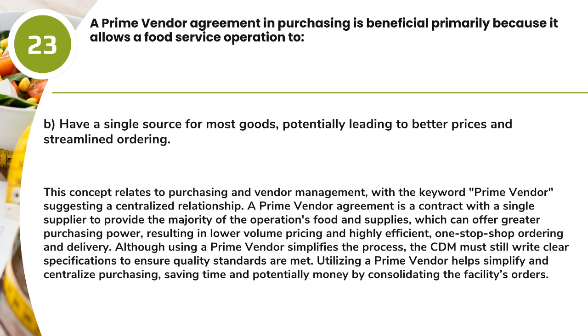Answer B. Have a single source for most goods, potentially leading to better prices and streamlined ordering. This concept relates to purchasing and vendor management, with the keyword prime vendor suggesting a centralized relationship. A prime vendor agreement is a contract with a single supplier to provide the majority of the operation's food and supplies, which can offer greater purchasing power, resulting in lower volume pricing and highly efficient, one-stop-shop ordering and delivery.